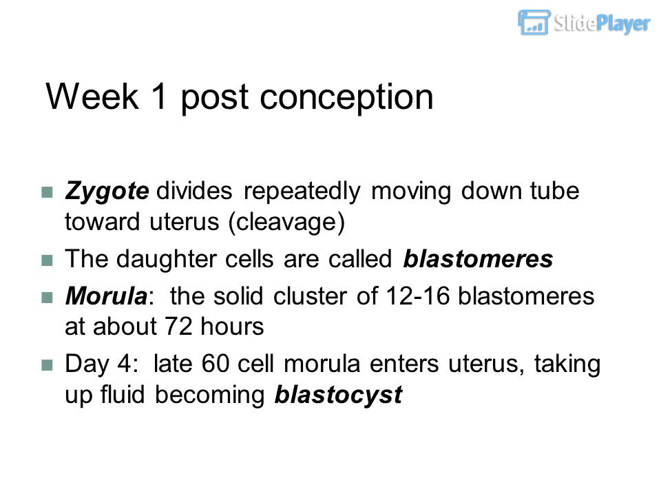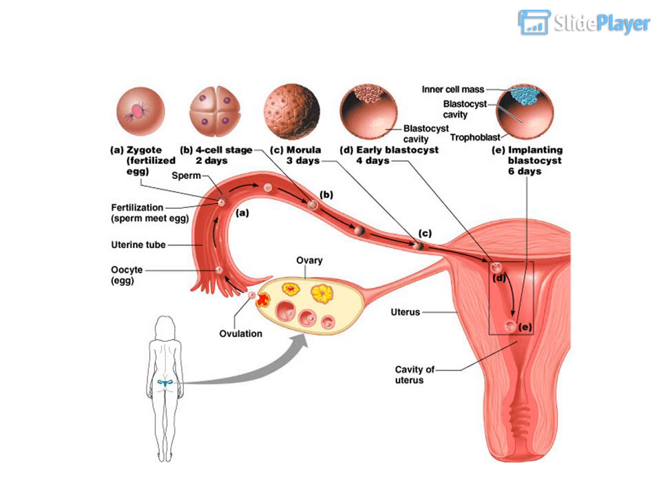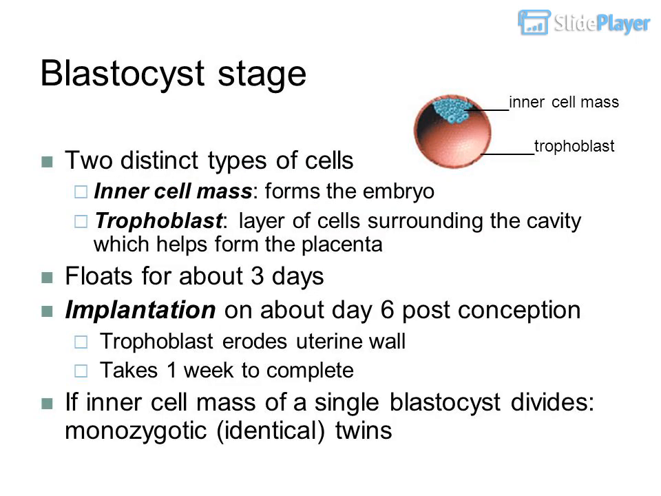Week 1 post-conception. Zygote divides, repeatedly moving down tube toward uterus, cleavage. The daughter cells are called blastomeres. Morula, the solid cluster of 12 to 16 blastomeres at about 72 hours. Day 4, late 60 cell morula enters uterus, taking up fluid, becoming blastocyst. Blastocyst stage, 2 distinct types of cells, floats for about 3 days.